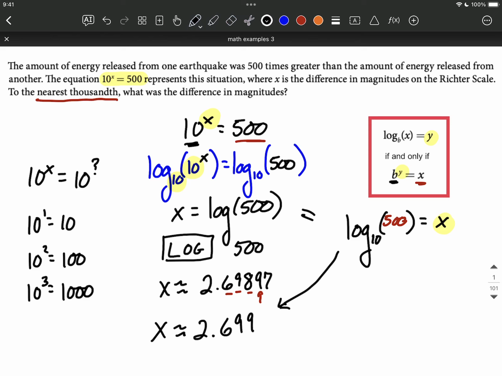All right, so I hope this helps out. A few different strategies to try to solve these exponential equations. This one happened to be a word problem. Good luck.